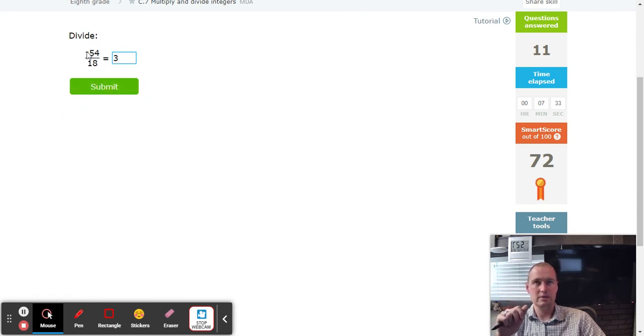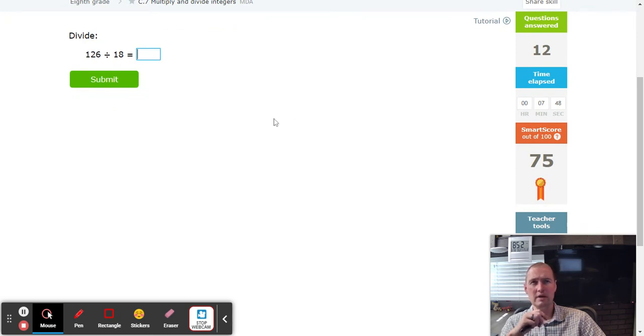Now I've got to go back and check my signs because we have a negative and a positive. A negative and a positive will give us a negative because they're opposite signs. Our ribbons are looking good. I'm at a smart score of 75. Looks like I need to do another 2 more problems, and we're going to be right on.